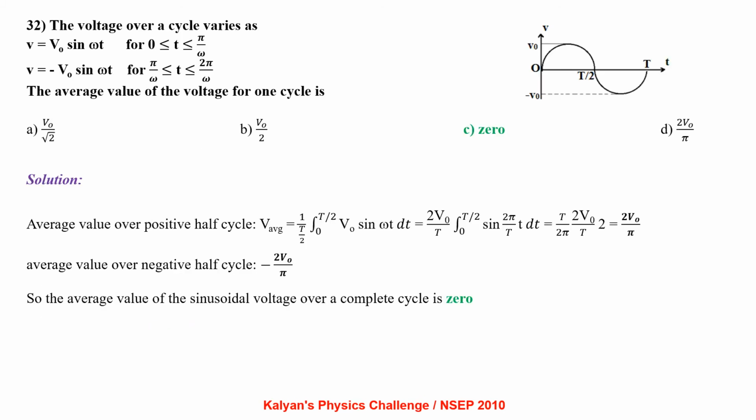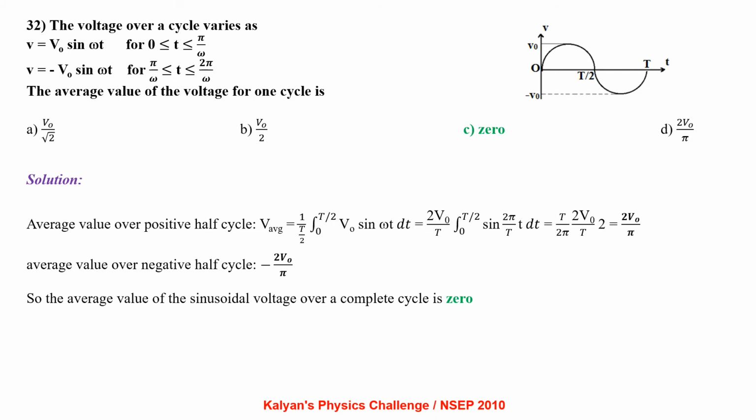The voltage over a cycle varies as V equals V0 sin omega t for 0 less than or equal to t less than or equal to pi by omega, and V equals minus V0 sin omega t for pi by omega less than or equal to t less than or equal to 2 pi by omega. The average value of the voltage for one cycle is.